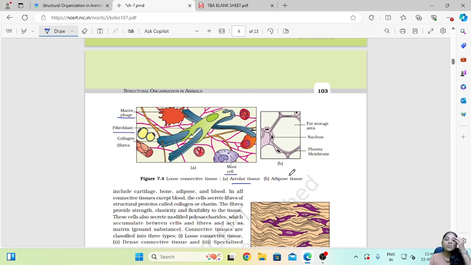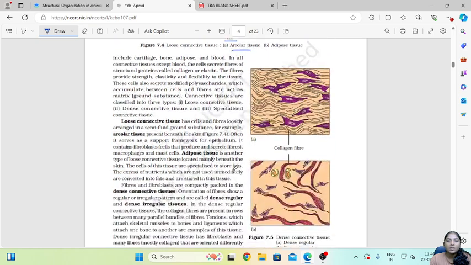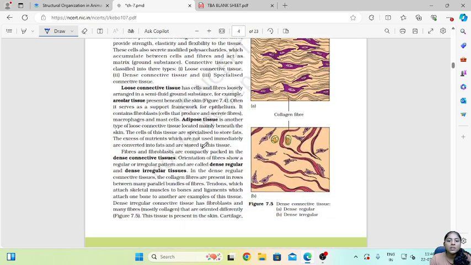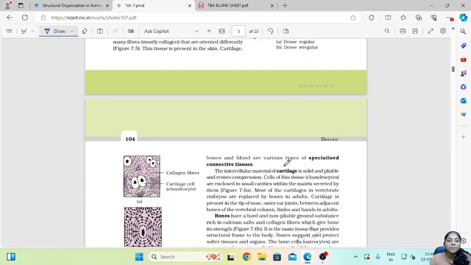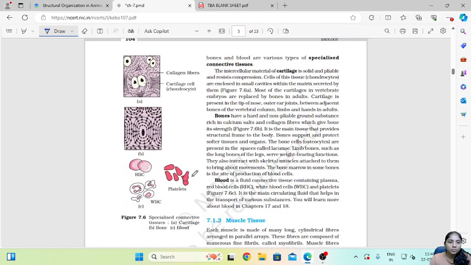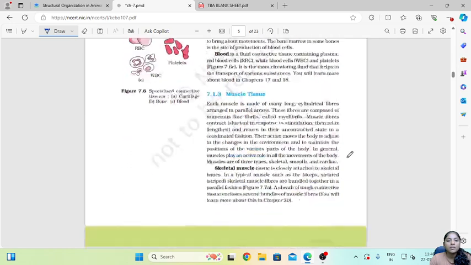And then the second one was the adipose tissue, which was the fat storing tissue. Then other tissues that we saw were the dense connective tissue. So here we can see in this diagram the dense connective tissue. And then we have the cartilages. So the first one here is the cartilage tissue. Then this is the bone, and these are the blood cells. Okay, this we have seen.